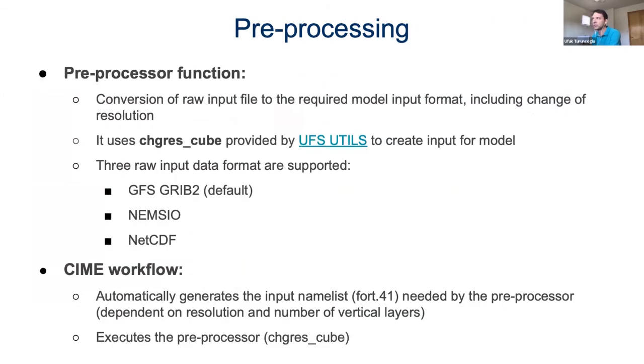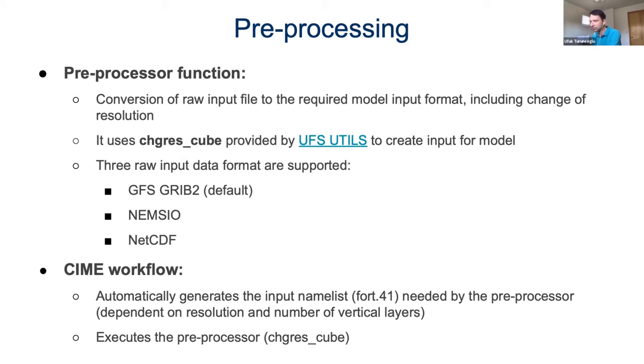I don't want to give too much detail about each of these steps, but I just want to mention that pre-processing is using UFS tools and is able to process three different data formats at this point: GRIB2, NEMSIO, and NetCDF. The SIEME workflow basically triggers UFS utils, basically chgres_cube. And chgres_cube requires a couple of namelist files, and you have to stage the input files for chgres_cube to a certain place.